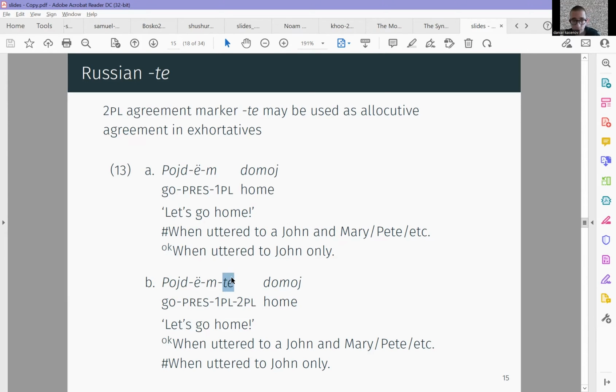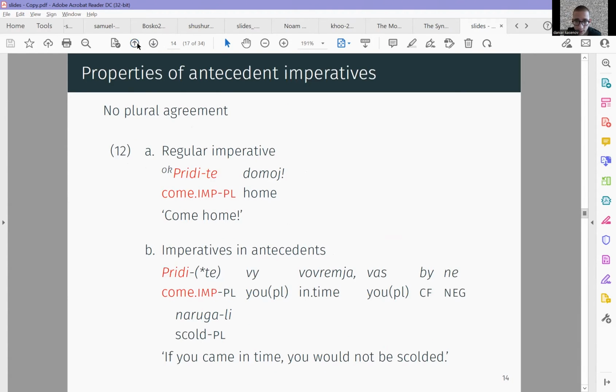And the conclusion we can draw from the unacceptability of plural agreement in Russian antecedent imperatives is that there is no syntactic layer that links this imperative verbal form to an addressee. You can argue that the lack of plural agreement, this -te, which can act as addressee agreement, has the same reason as the absence of subject restriction. Well, you cannot have -te here for the exact same reason why you can have a third person pronoun as the subject of these clauses.